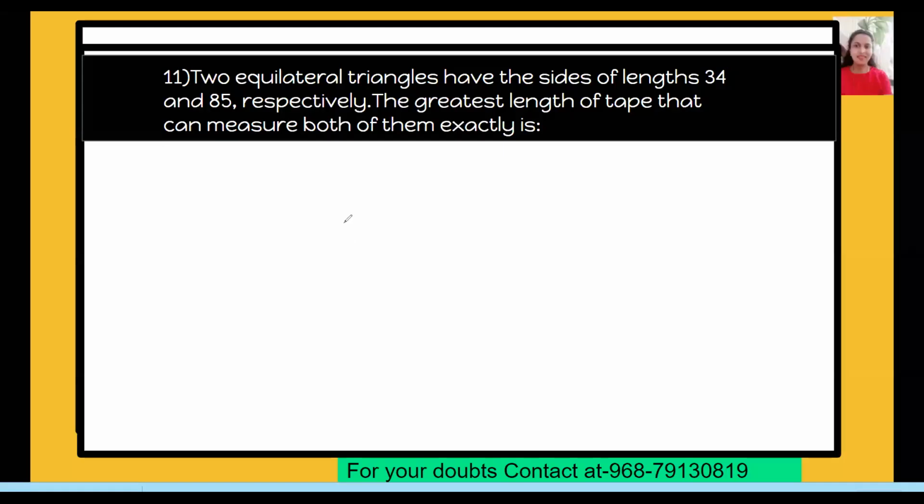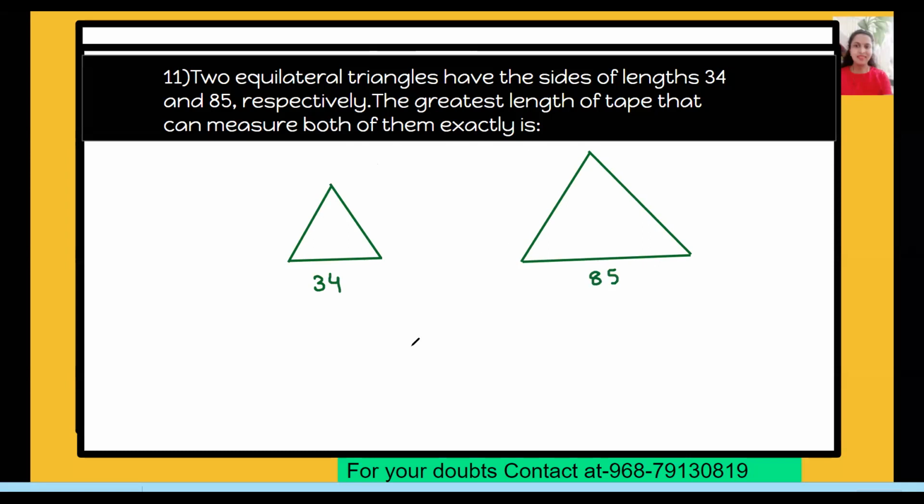Let's go to next. Now when we focus in this question, two equilateral triangles. So we have two equilateral triangles and they are of different length. They are having the length of 34 here and 85 here. The greatest length of tape that can measure both of them exactly, in this type of question, we'll always be finding the SCF. So you can see the numbers are divisible by 17. So 17 will be the SCF.